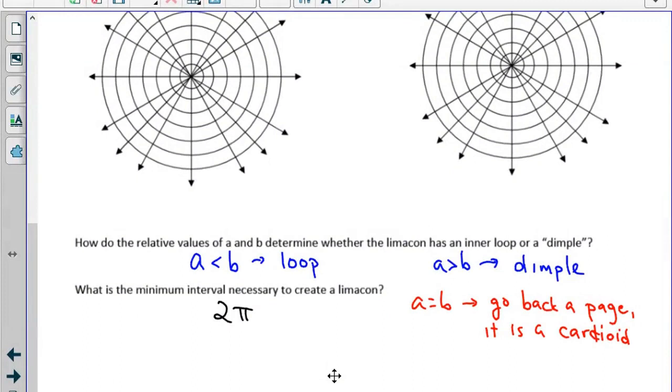So how do the relative values of A and B determine whether it's an inner loop or a dimple? If A is less than B, notice each time we had a loop, that occurred when we had parts A and C. When we had parts B and D, those were dimples. If A equaled B, it was a cardioid. And the minimum interval was 2 pi.